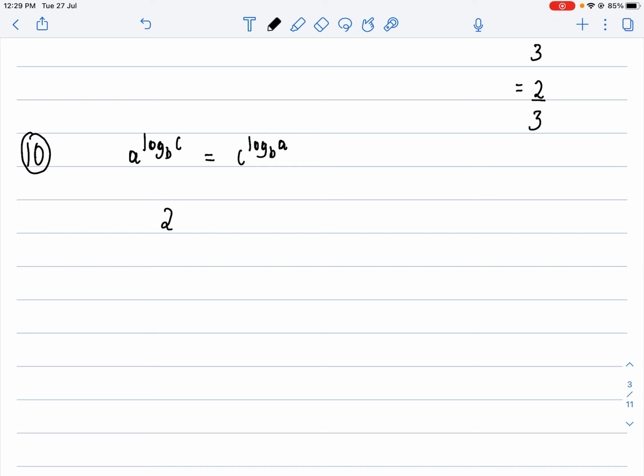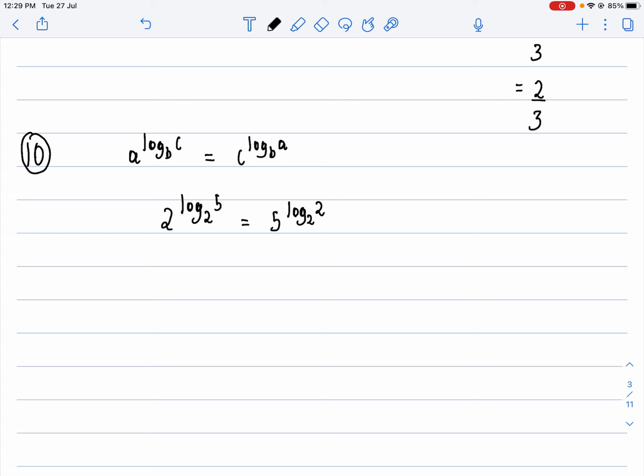So an example can be 2 raised to log of 5 with the base 2. Okay, this can be equal to 5 raised to log of 2 with the base 2, which is basically 5 raised to 1. Okay, so it's a very rare log property. But yeah, if you want to use it, you can use it. It's up to you, but it's not asked much. Okay, so yeah, these are basically the log properties which you need to remember for now.